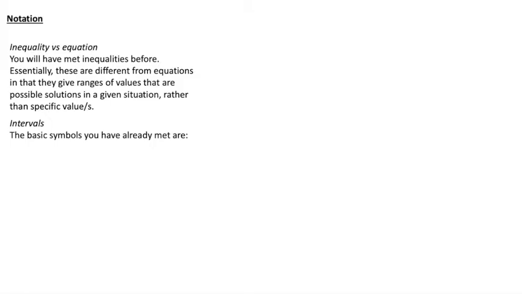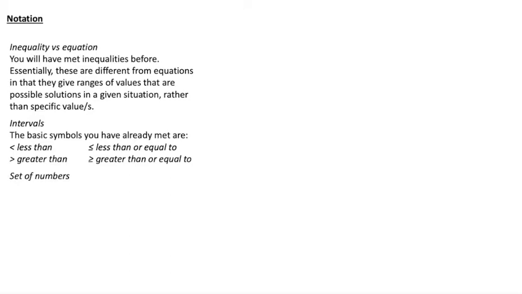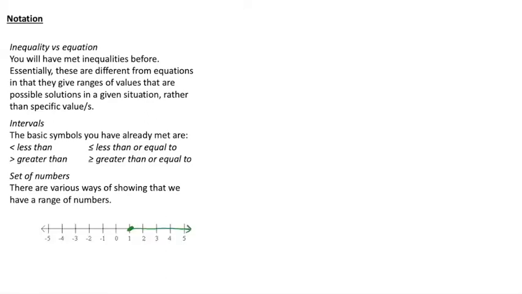First, we'll think about the basic symbols you already know about. So we've got less than and less than or equal to, and we've got greater than or more than and greater than or equal to. But if we want to define sets of numbers, there are different ways we can do it as well. If we show it on a number line, you may have seen this before, then we've got 1 going upwards, and this is x is greater than or equal to 1.